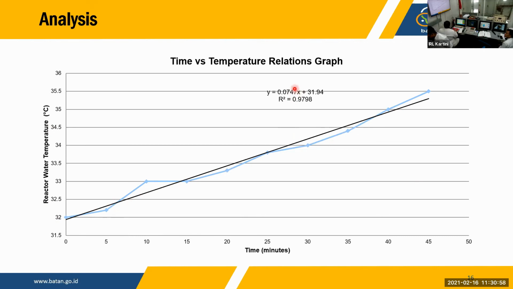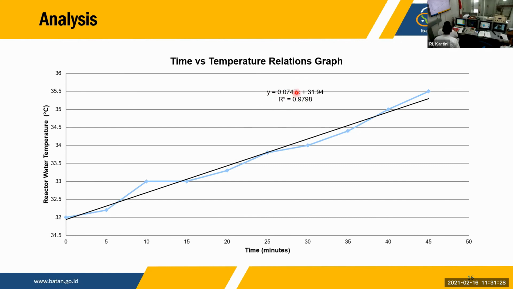gradient of the data. So for example, in this graph, we have the gradient at 0.0747 and with the R square of around 0.9798. Well, this is not as good as what we can obtain. The higher the R square, or the nearer it is to 1, the better. So this is good enough, but not that good. This is just for example.